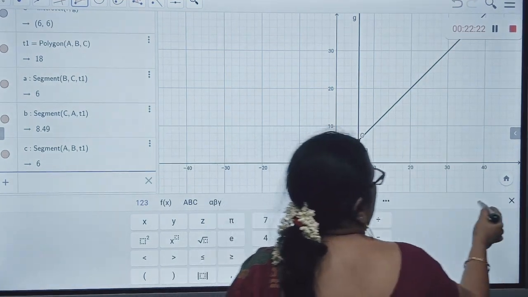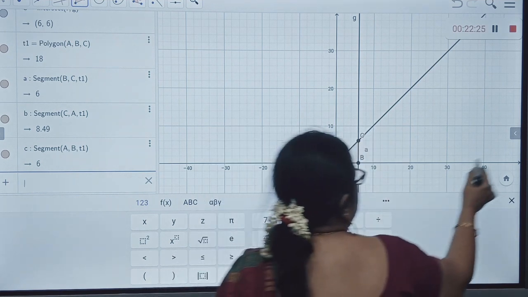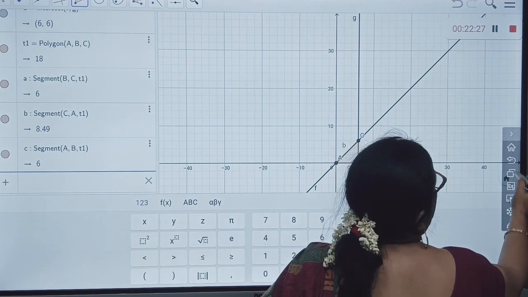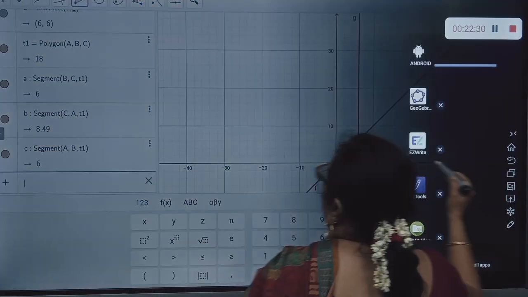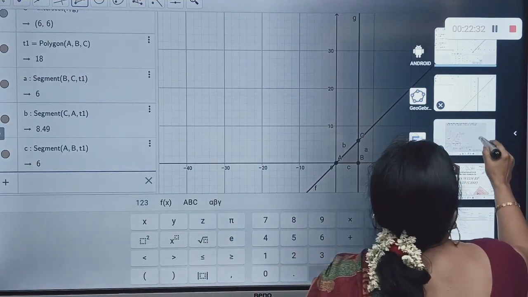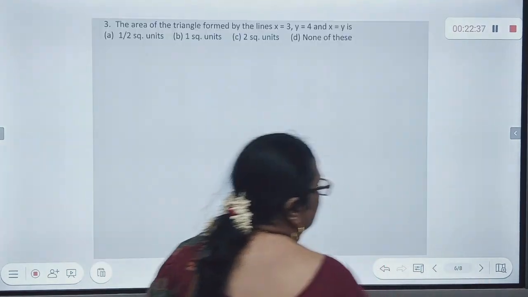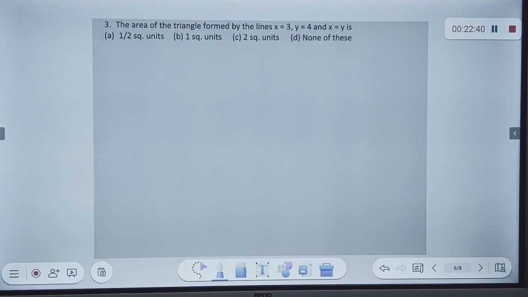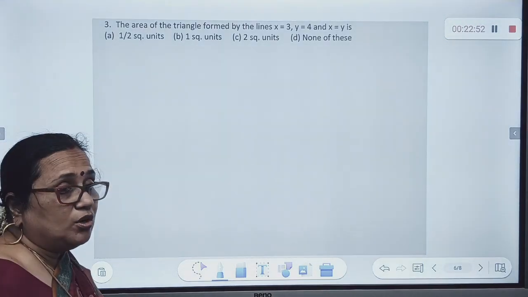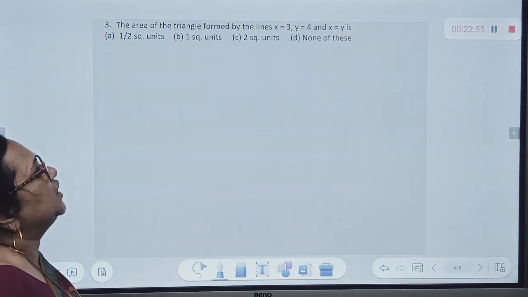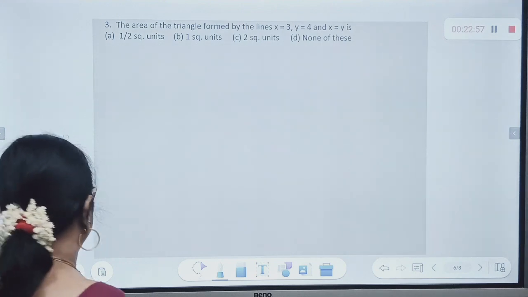Let's go to the next problem. So, you have to find the area of the triangle formed by the lines x equal to 3, y equal to 4 and x equal to y. What is the area of the triangle formed by the lines x equal to 3, y equal to 4 and x equal to y?